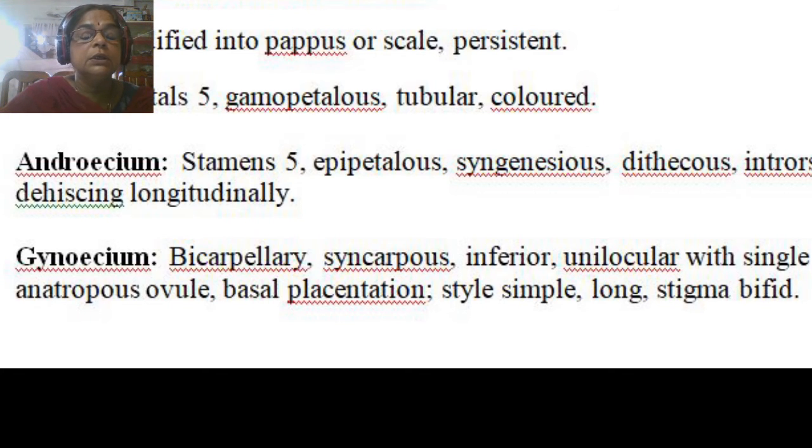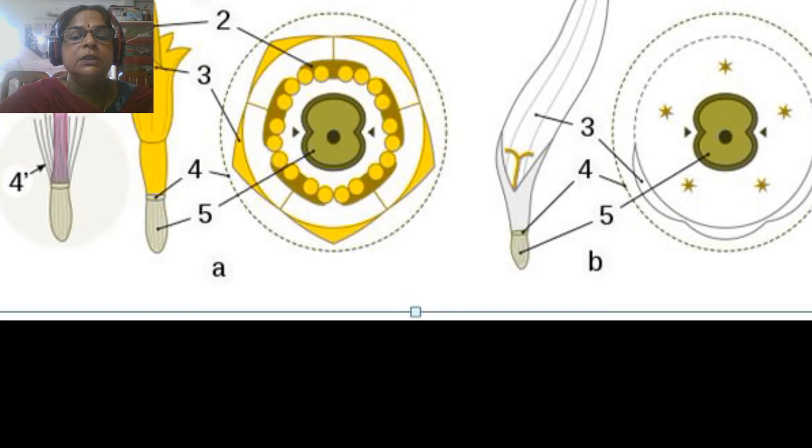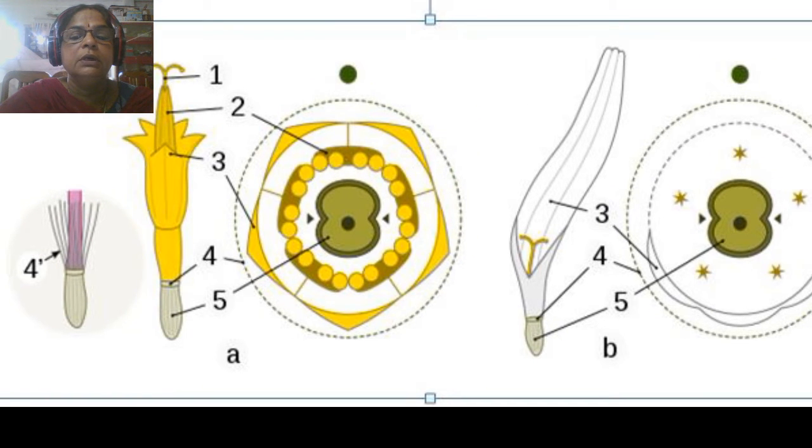Then come to the gynoecium. This gynoecium is bicarpellary syncarpous, ovary inferior, unilocular with single anatropous ovule, that is the basal placentation. Style single, simple, long, and stigma is bifid, that is just two stigmas are present.